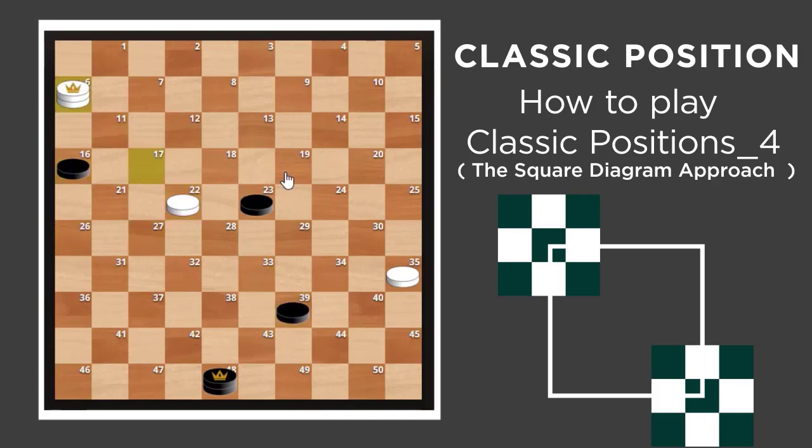So that's how this particular classic game is played. To avoid playing mistakes, you need to learn how to handle the classic position so that you don't lose the game. So in our next tutorial, we'll look at a different topic. We'll be looking at how to effectively play lock positions.